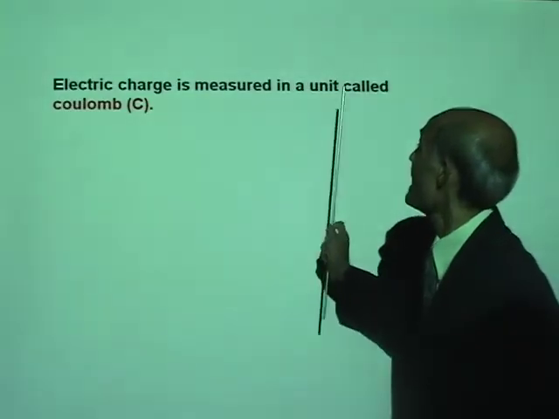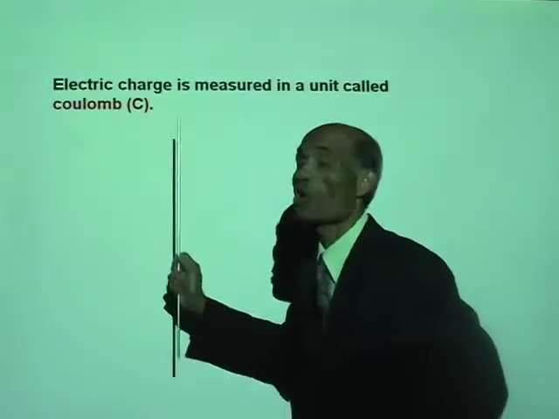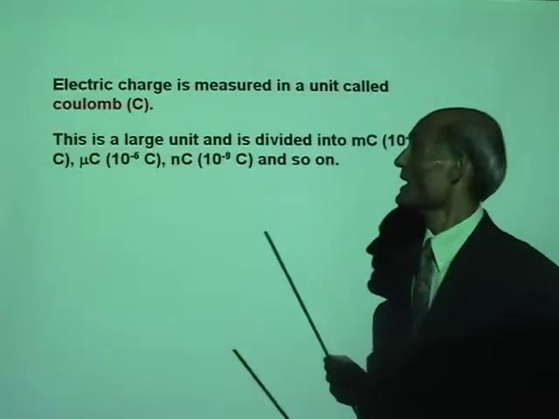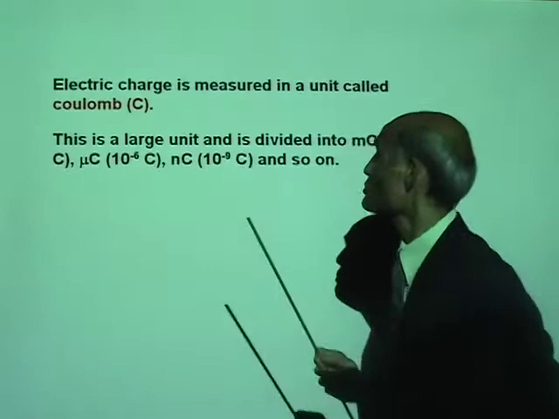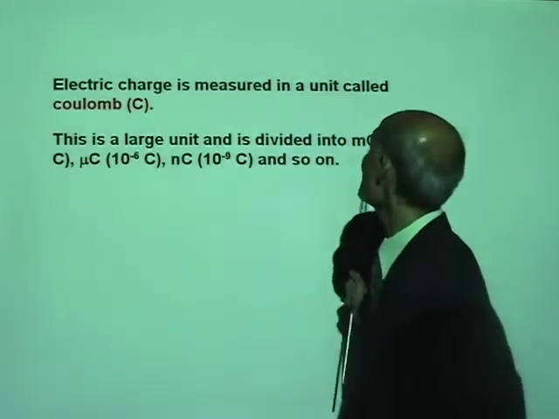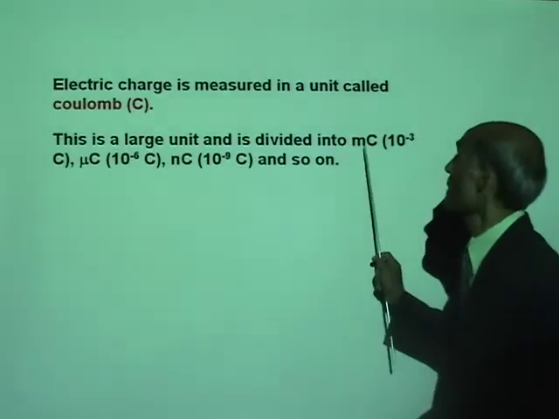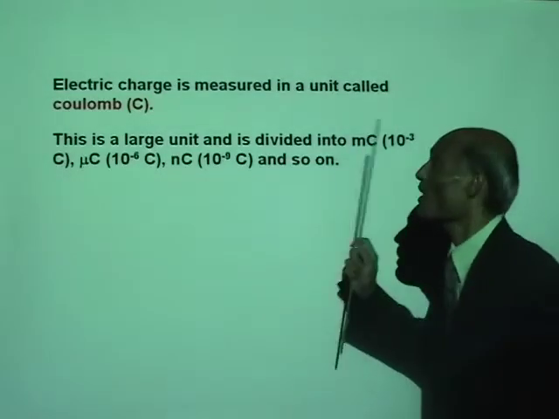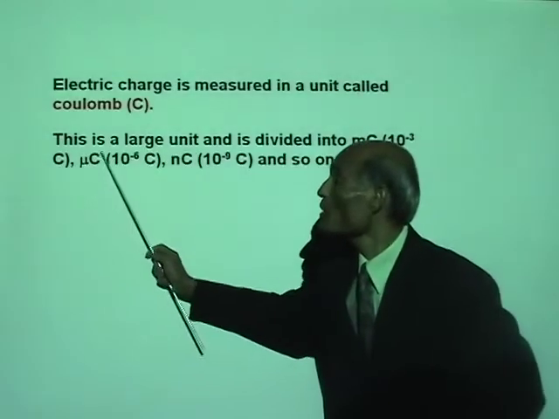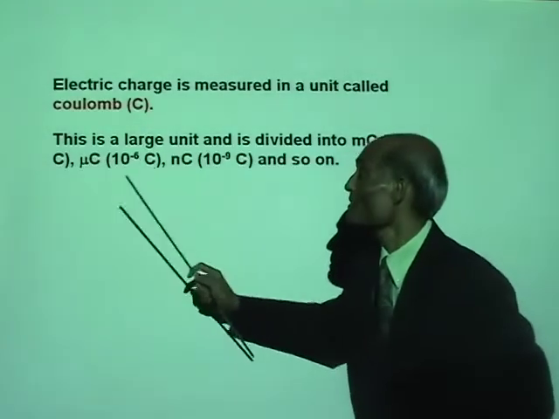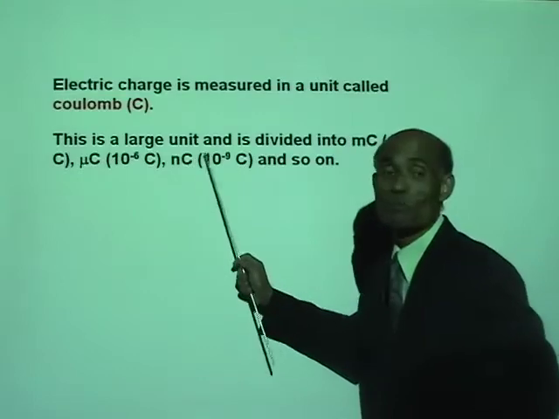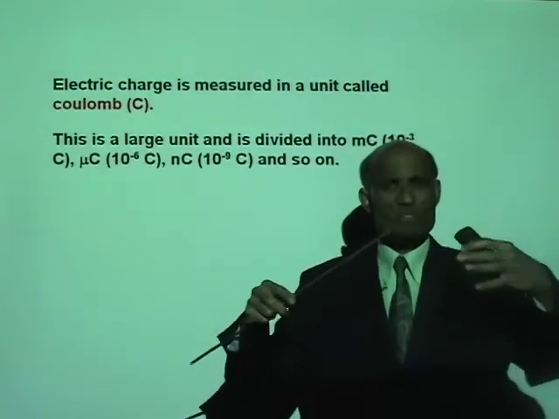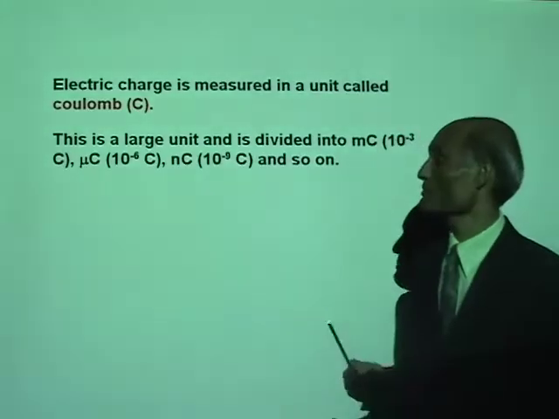Electric charge is measured in a unit called the coulomb, represented by the uppercase C. Now, this is a large unit and it is divided into, you know these notations, millicoulomb. A millicoulomb is a thousandth of a coulomb. Microcoulomb, a millionth of a coulomb. Nanocoulomb, a billionth of a coulomb, and so on. So a coulomb is actually a very large quantity of charge.